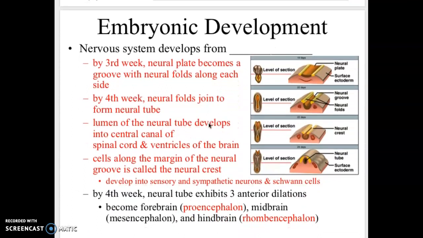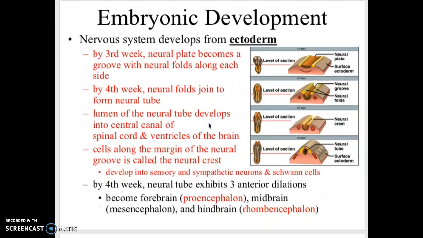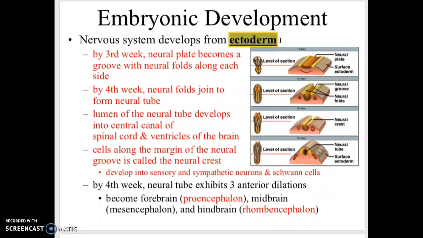So with embryonic development, basically I just want you to know that it comes from the ectoderm. So the nervous system develops from the ectoderm. And already by the 4th week, before many people even know they're pregnant, the neural tube is already forming its 3 different regions, the forebrain, midbrain, and hindbrain. So just kind of know it's from the ectoderm and it happens already in the 4th week.